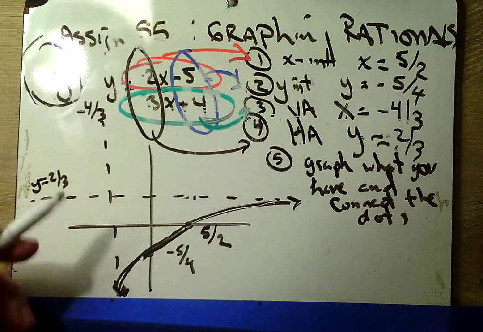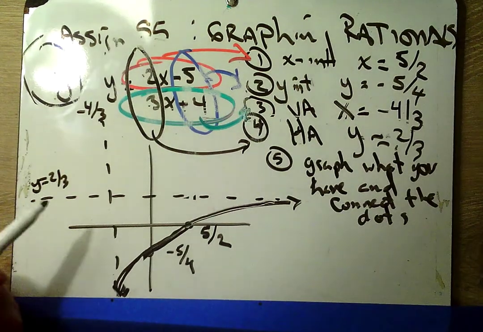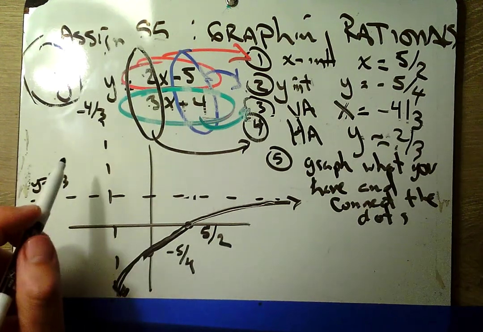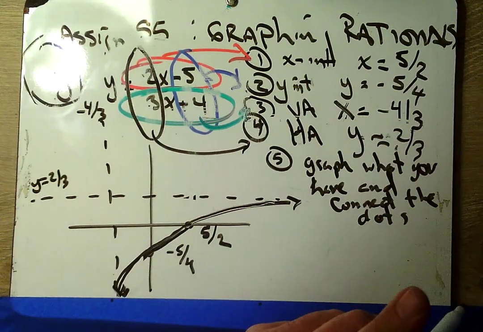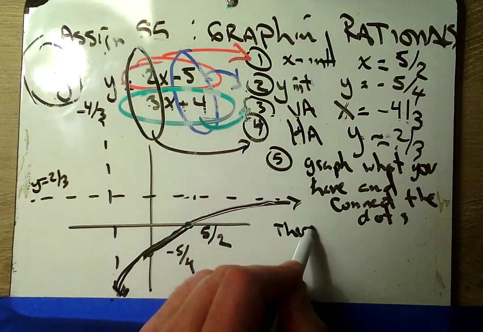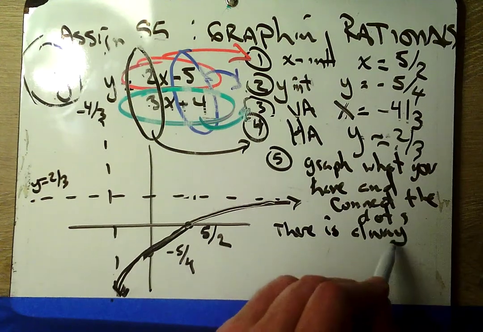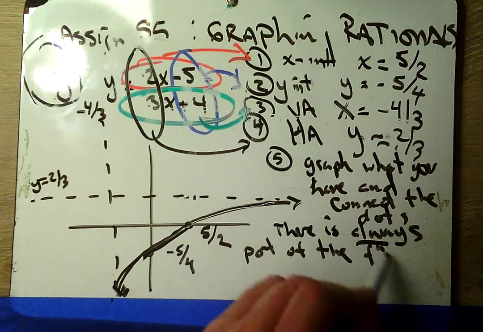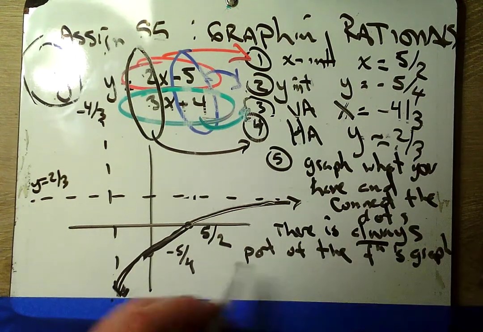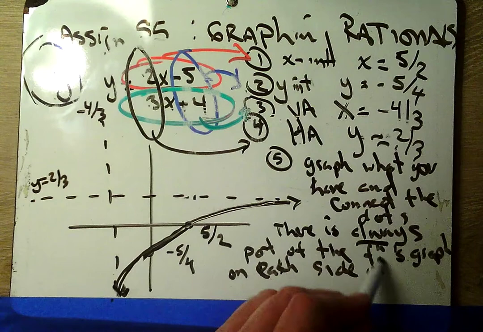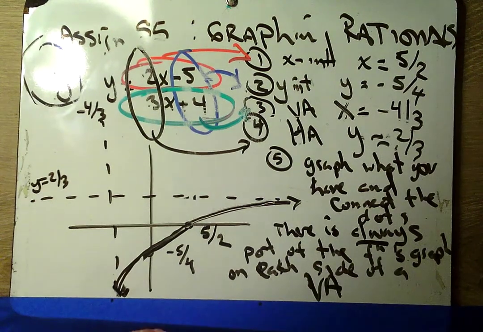We bent to the asymptotes, and we're not done yet because there's always something on either side of a vertical asymptote. That's not true about a horizontal asymptote, but it is true about vertical asymptotes. Let me say it again. There is always part of the function's graph on each side of a vertical asymptote. Not necessarily horizontal, but definitely vertical.